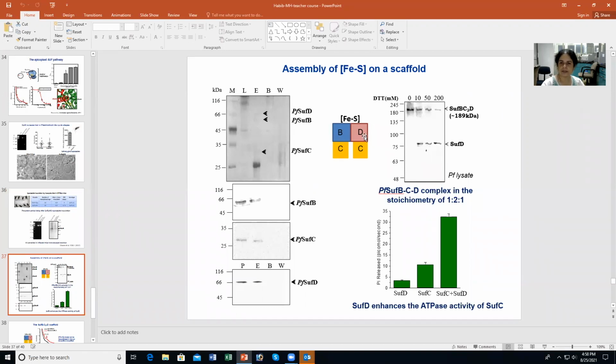You had SufB, you had SufD, and then SufB independently interacted with SufC and SufD independently interacted with SufC. So you get two molecules of SufC and one molecule each of SufB and SufD. SufC is an ATPase, it has ATPase activity. Here, what we could establish was that if you take SufC alone, it has ATPase activity, SufD alone has no activity, and if you do SufC and SufD together, the ATPase activity of SufC is greatly enhanced. So SufD interacts with SufC and enhances its ATPase activity. And this ATPase activity has roles to play in the assembly of the iron-sulfur cluster on SufB.